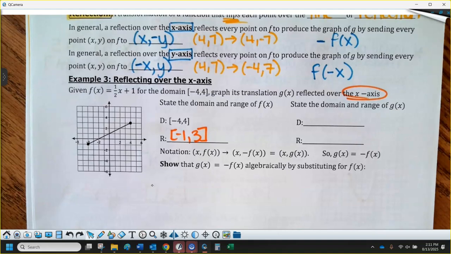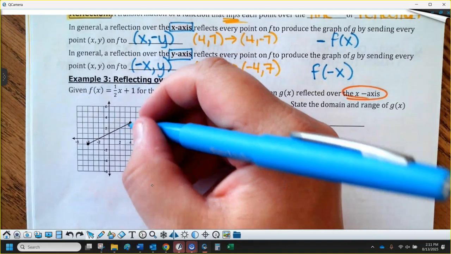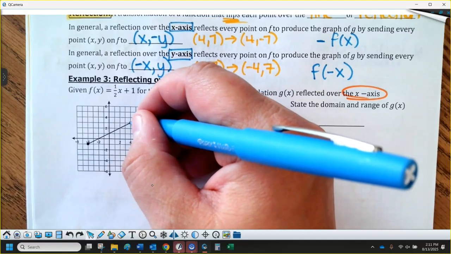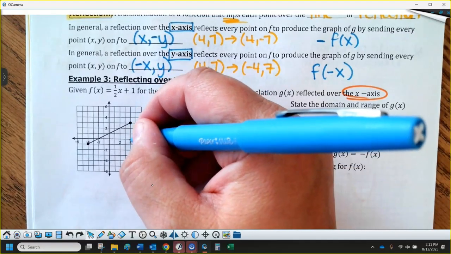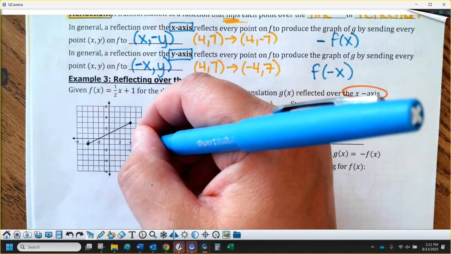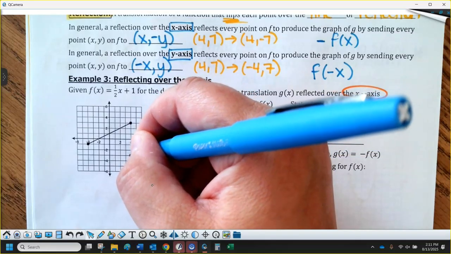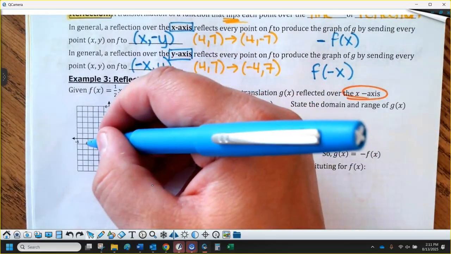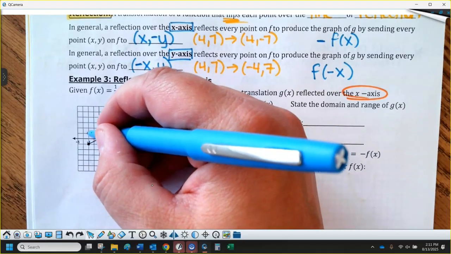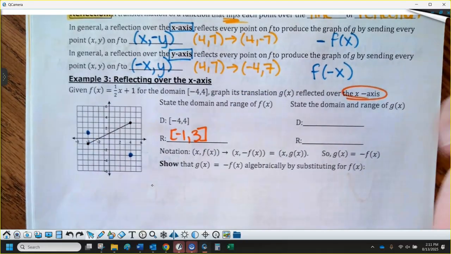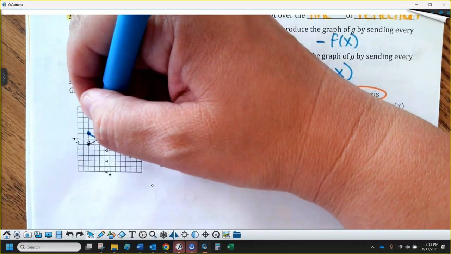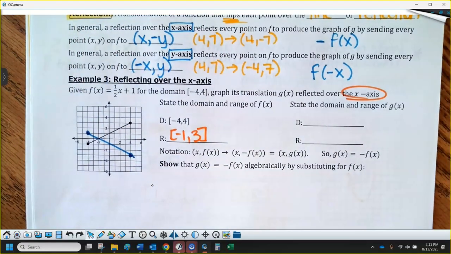All right, this is not a big to-do. Just count boxes. See how far you are away from the x-axis. So here's the point. This is 4, 3. I am 3 spots away from the x-axis, so I'm just going to go 3 spots away on the other side. That's it. This guy is 1 spot away from the x-axis, go 1 spot away on the other side, and we're going to play connect the dots. That's it. Not a big deal.